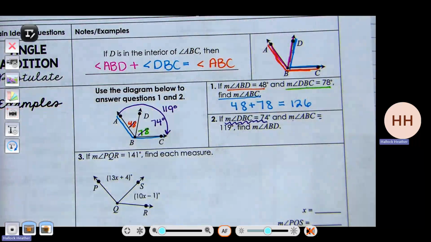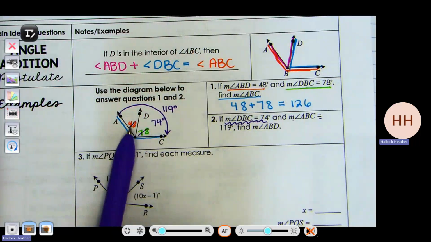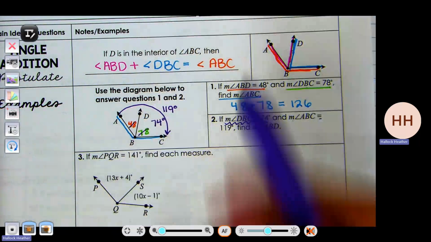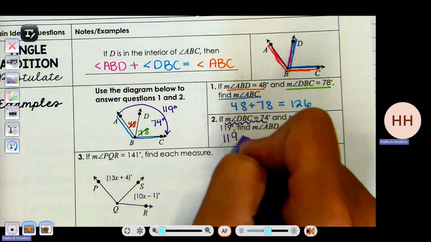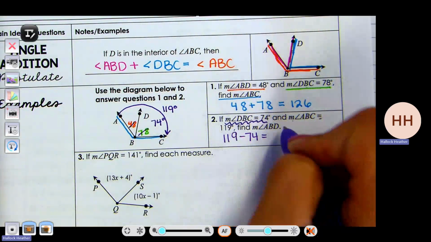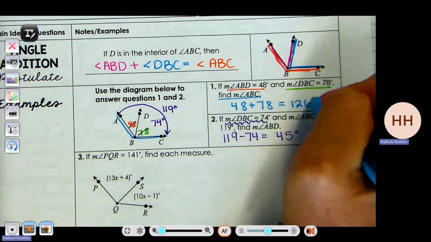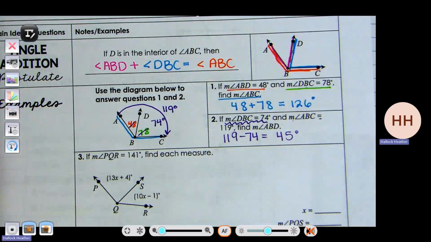So you would subtract because you're doing little piece, which you don't know, plus 74 equals 119, or 119 minus 74. So if I subtract those, what do I get? 45. And technically you're supposed to have your little degrees next to it. If you don't put that, it's fine. But technically it's degrees.